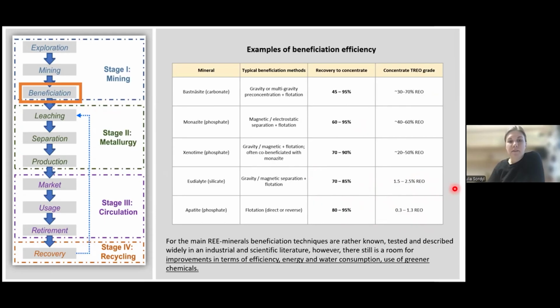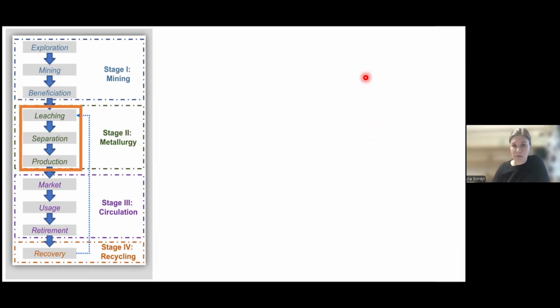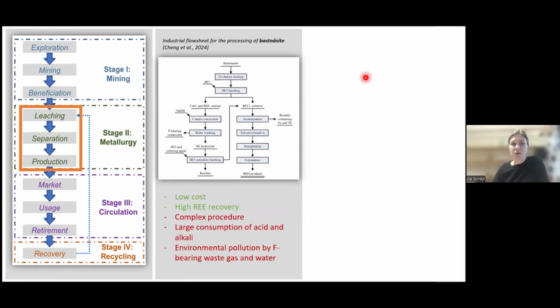And the thing is that for the main minerals, the beneficiation techniques are rather known, tested and described. However, there is still room for improvement. As we can see, there is definitely room for improvement in terms of efficiency, but of course also in terms of energy and water consumption, and also in terms of the use of greener chemicals for that process. And now it's going to be even more complicated if we go to metallurgy.